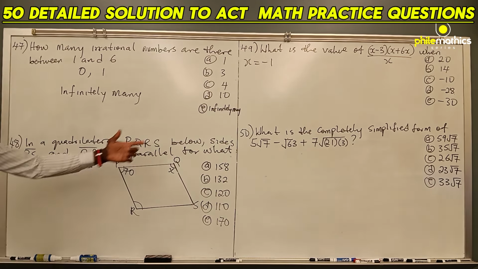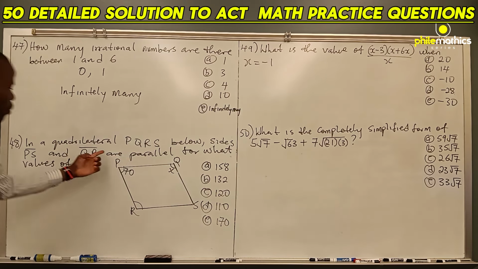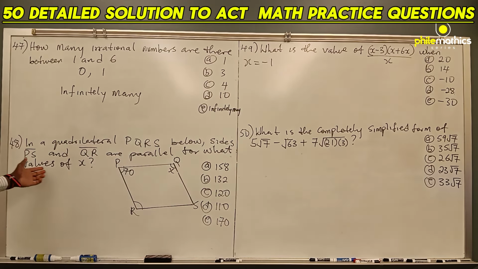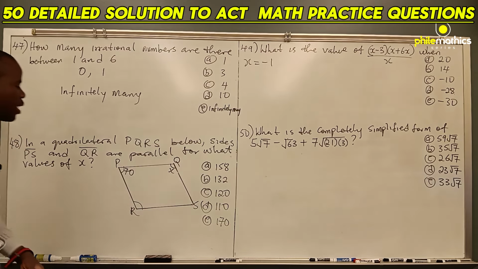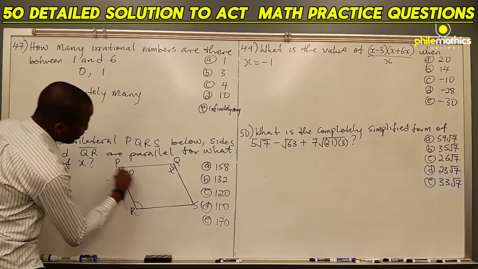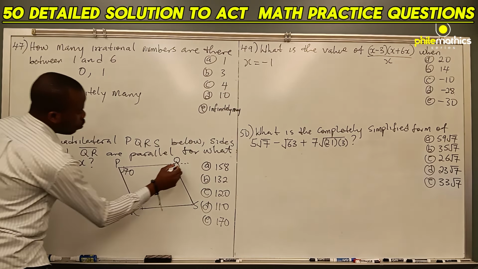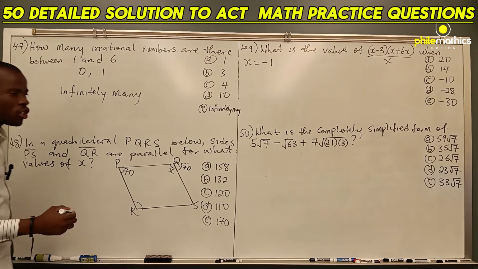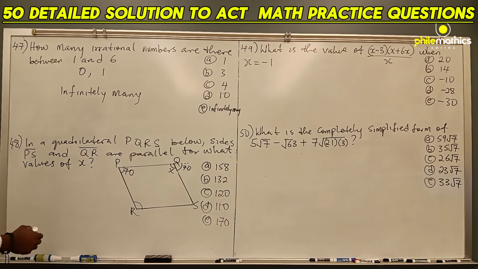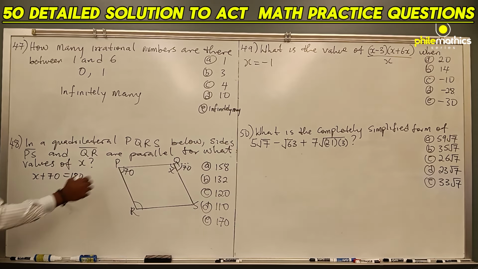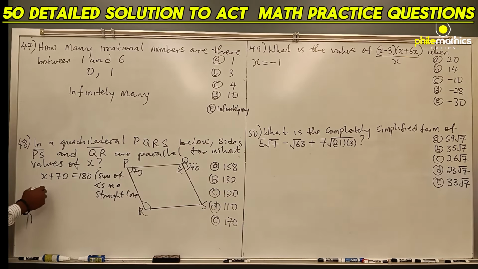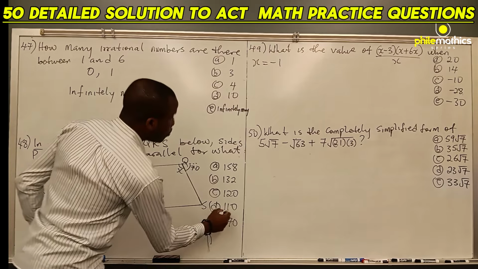In a quadrilateral PQRS below, sides PS and QR are parallel. For what values of x are these two lines parallel? Since these two lines are parallel and this is a transversal, if I extend this again, this 70 will be equal to this 70. The reason is corresponding angles. And so x plus 70 has to be equal to 180. Sum of angles on a straight line. So if I subtract 70 from both sides, I'll have 180 minus 70. So that x will be 110, which is D.